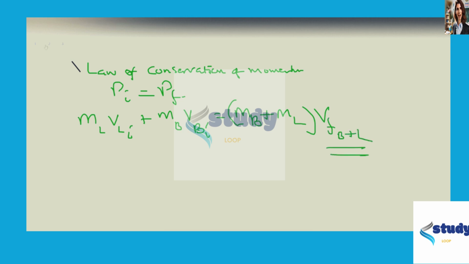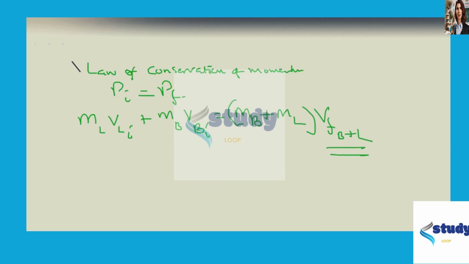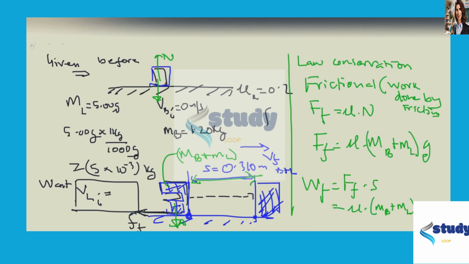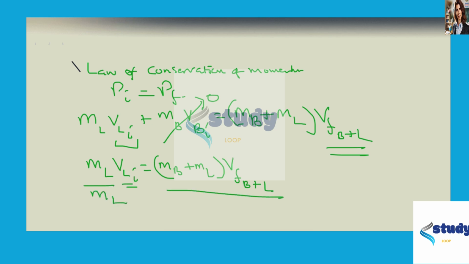Remember, we already have this from this part of the problem. So we come back and plug in numbers. We do know that the initial velocity of the block is 0, because it's at rest. So this is going to be 0, and our target is to find the initial velocity of the bullet. So we're saying mass of the bullet times initial velocity of the bullet equals mass of block plus mass of bullet times the velocity of the block and the bullet. This is our target, so we divide both sides by the mass of the bullet.